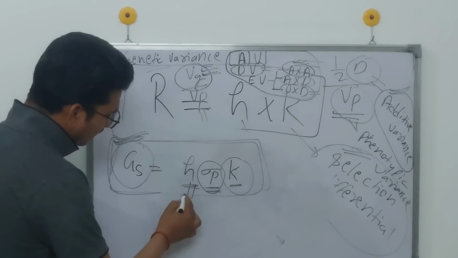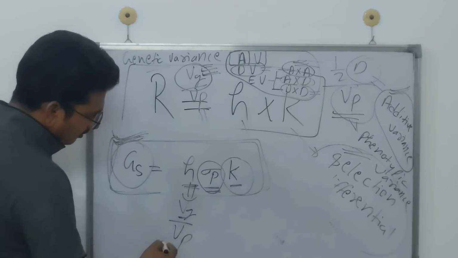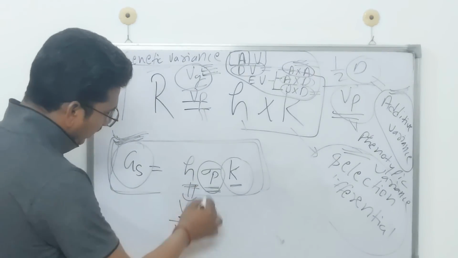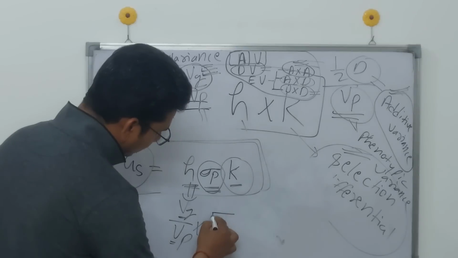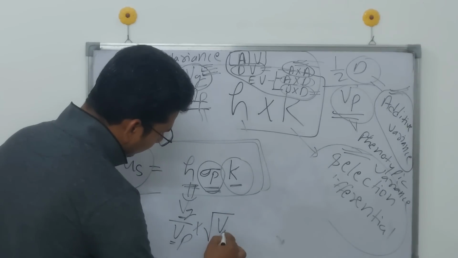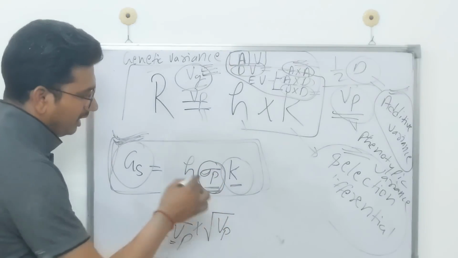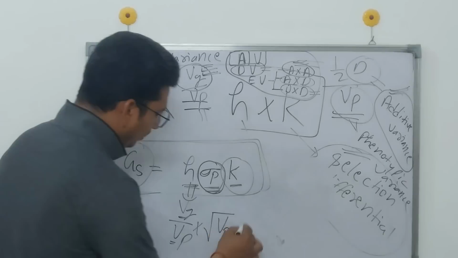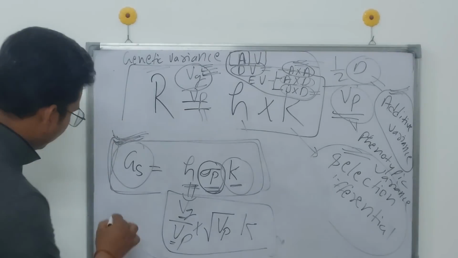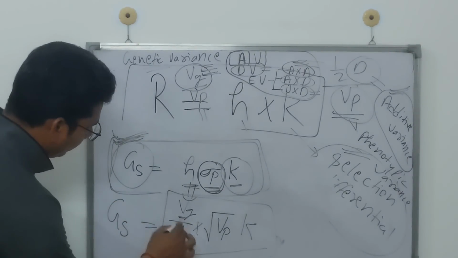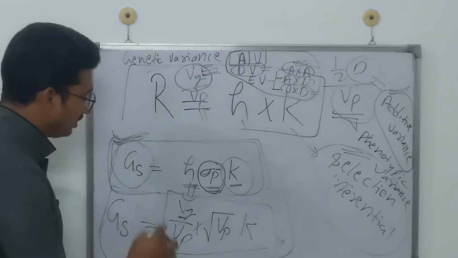Now, heritability in broad sense can be written as Vg upon Vp. Vg means genotypic variance and Vp means phenotypic variance. And the phenotypic standard deviation can be written as under root Vp, because standard deviation is the square root of variance. So here genetic advance can be written this way, and this is sometimes also known as Breeder's equation.